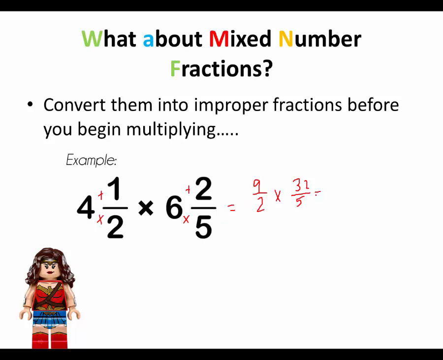And then you guys are ready, and you're going to use the same steps to go ahead and either multiply straight across and then simplify, or you can cross simplify and then multiply straight across. So again, when you have mixed numbers, you just have to make sure that you add that extra step in to change them back into improper fractions before you multiply.